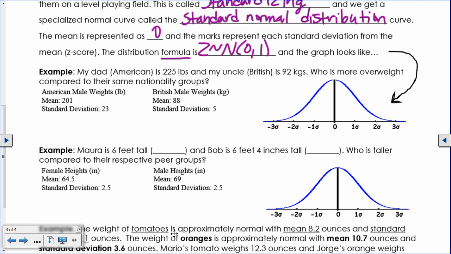Alright, so we're going to do 3 different examples, just so you guys can see how we can use the standard normal to compare. So I have 2 different sets of data, right?